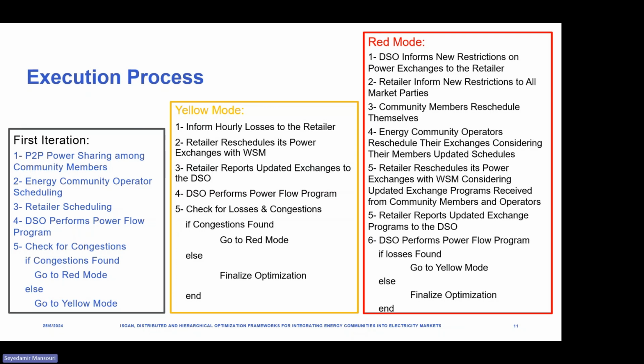And finally, the DSO performs the power flow program, which always finds losses here, because everything has changed and all transactions have changed, and the DSO is going to calculate these losses and send the operation to the yellow mode. And after solving yellow mode, we don't have any congestion, we don't have any losses, and we can finalize the optimization.